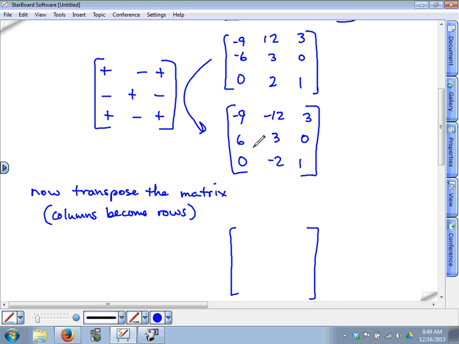You keep the signs as they are. So this column right here, where do I put this column? On the top. It becomes negative 9, 6, and 0.